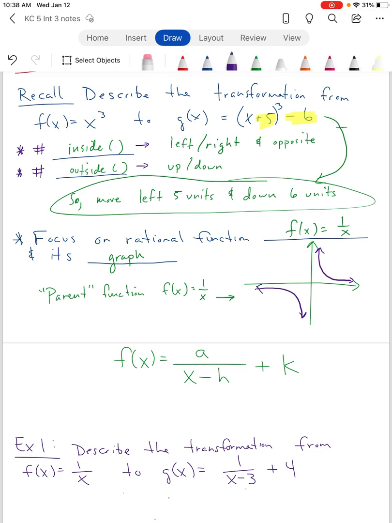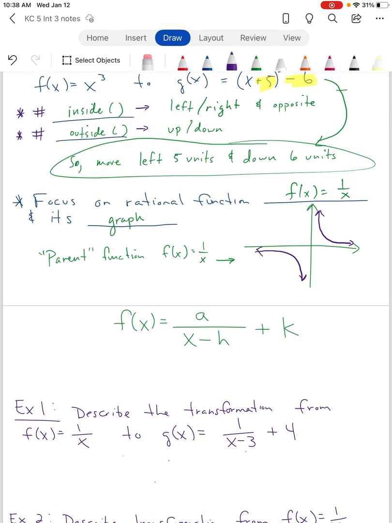Now, your general formula for transformations is f of x is equal to a over (x minus h), plus k. For this unit in particular, we're going to focus on when a is equal to 1, and we need to figure out what that changes. So a actually stretches or shrinks your graph. Again, we're only going to focus on when a is equal to 1, so we don't have to worry about that too much.